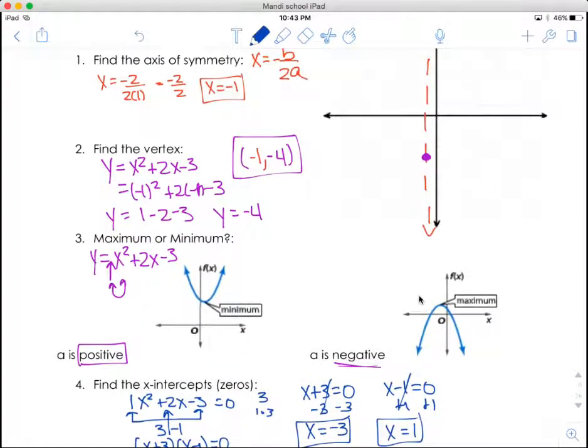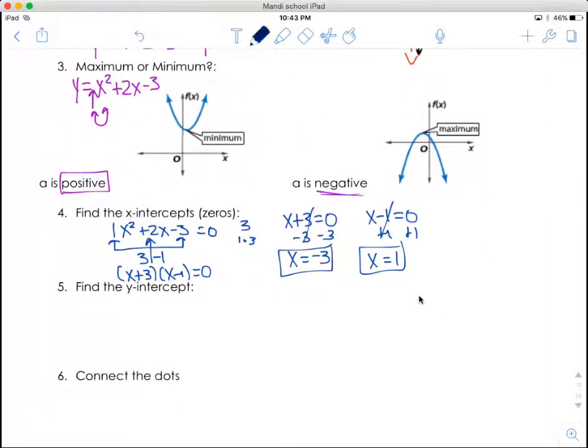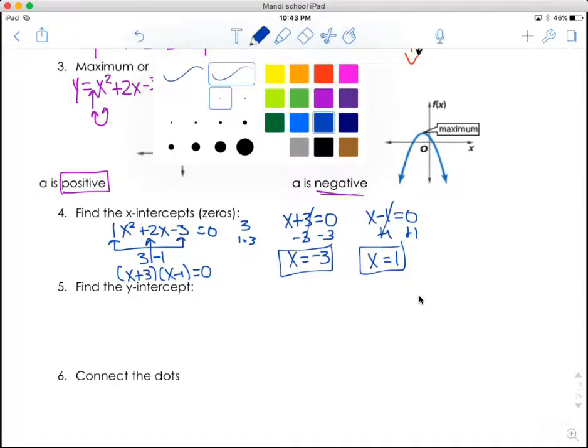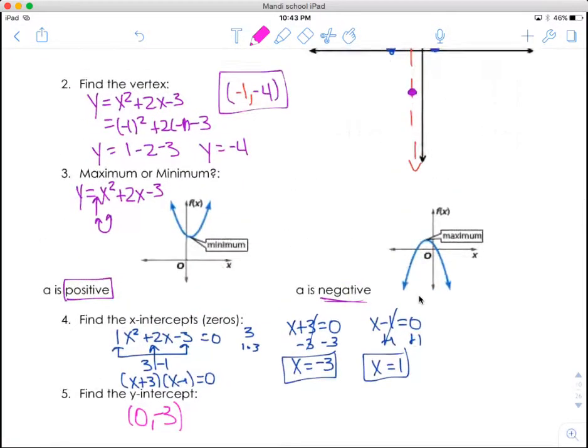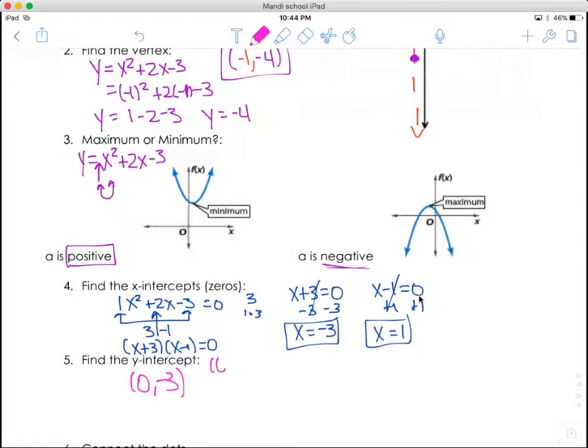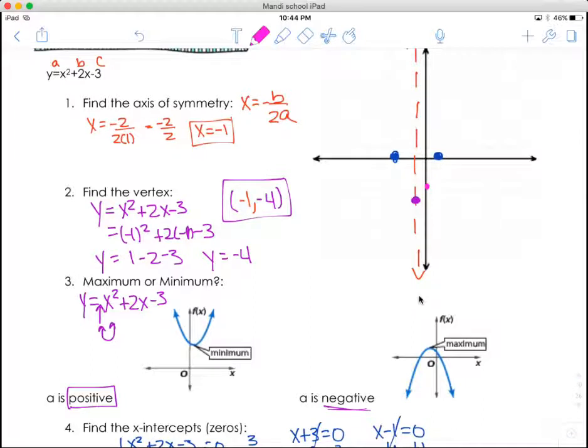So now we have 2 more pieces to put on our graph. X is at 1, 2, 3, and it crosses again at positive 1. Okay, perfect. We have one more piece of information that we can get. That is our y-intercept. So when x is 0, the y-intercept becomes c. So (0, negative 3), because the y-intercept is (0, c). So at (0, negative 3).